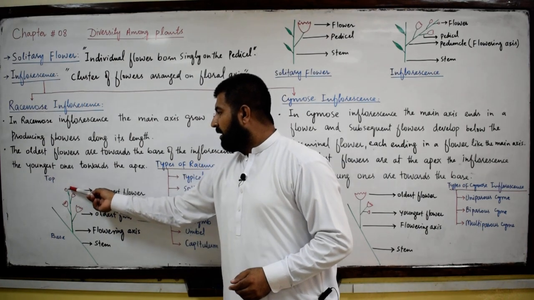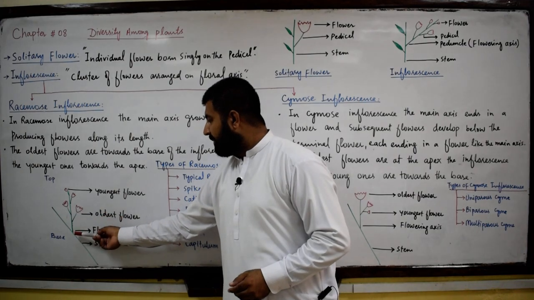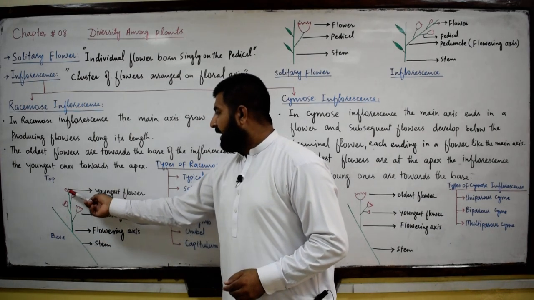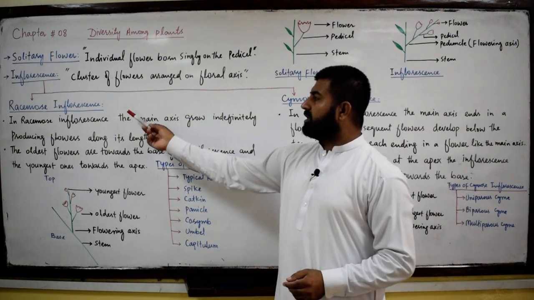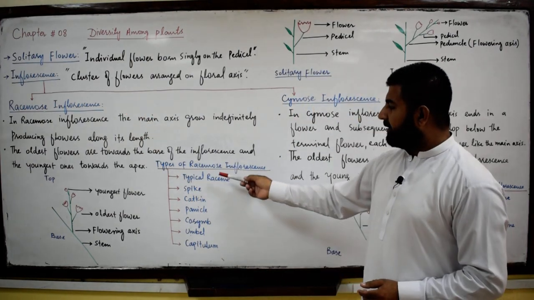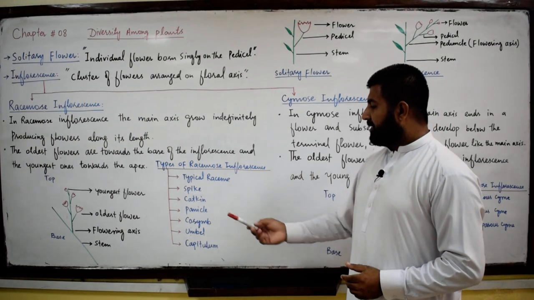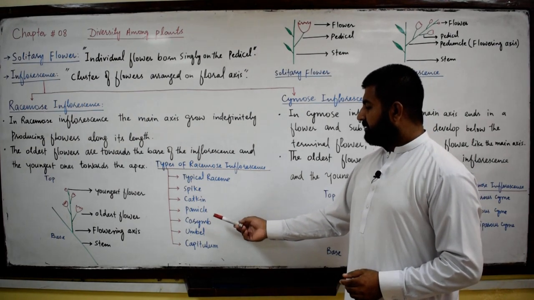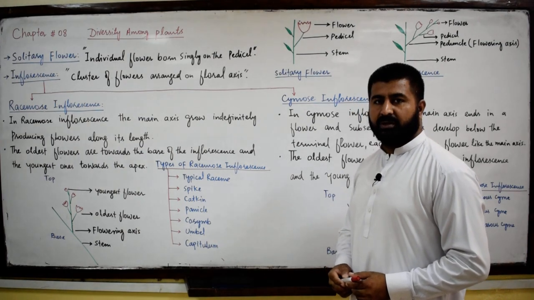This is the top and this one is the bottom. You can see that at the bottom the oldest flowers are present and the youngest ones are at the top. Racemose inflorescence is further divided into many types. That is typical raceme, spike, catkin, panicle, corymb, umbel and capitulum.